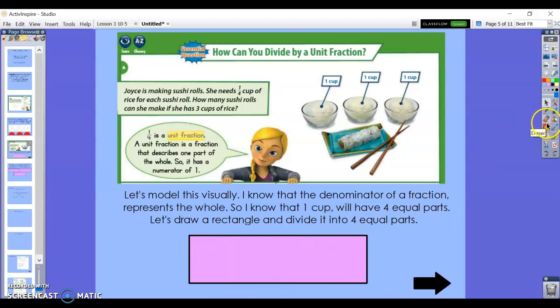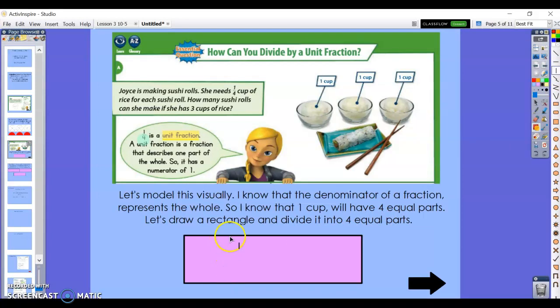She only needs 1/4. So I can look at my fraction 1/4, and I know the denominator is going to tell me what I need to divide my whole into. I know I'm going to have to divide it into 4 equal parts. So that's what I'm going to do. I'm going to divide this whole into 4 equal parts, as equal as I can get it.